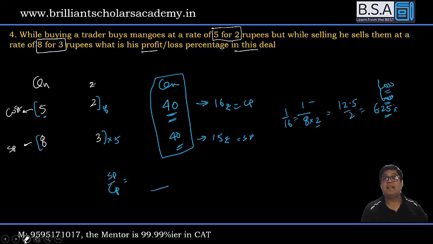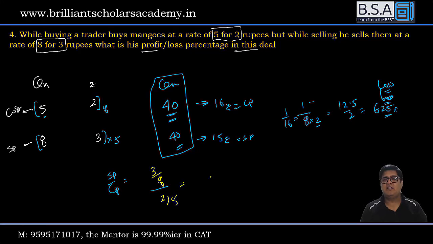They are purchased. So cost price is the denominator. 2 by 5 is the cost price for a single mango. When selling, they are sold 8 mangoes for 3 rupees. So for a single mango, 3 by 8 is the selling price.